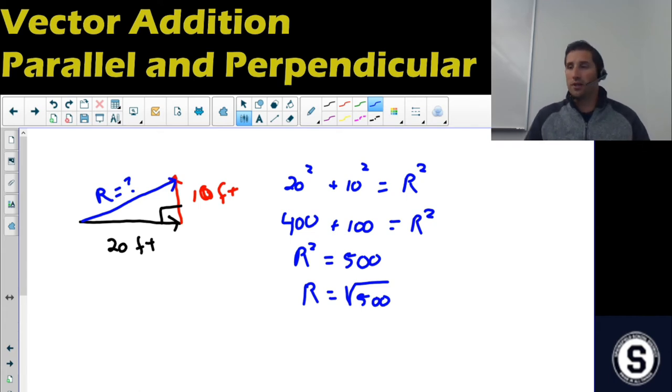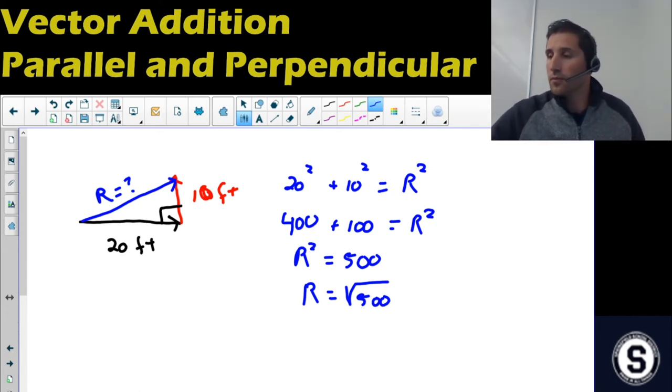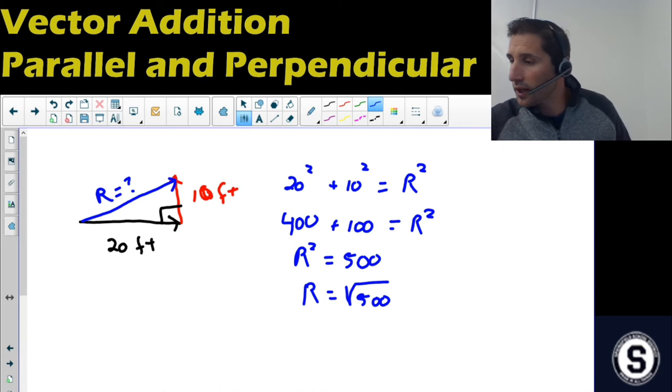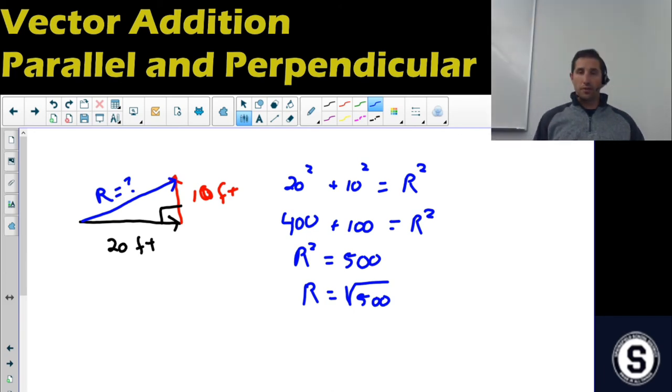All right, so let's see what that is. We'll punch it in the calculator. 22.36. So you'll notice it's bigger than 20 and it's bigger than 10. Units are feet, just like the other two. So we squared the one side, we squared the other side, added them together, took the square root. That's how we get that. All right, so that tells us how far.